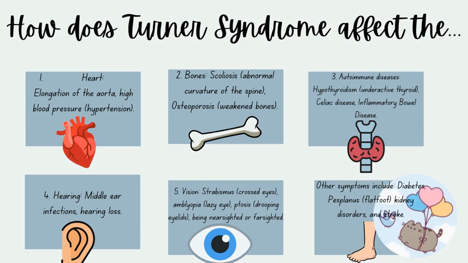Turner syndrome affects the body in many ways. It affects the heart by causing many heart problems like elongating the aorta or having high blood pressure. It causes abnormal curvature or weakened bones. It can cause various autoimmune diseases. It can cause problems with hearing. It can cause problems with the eyes. And it can also cause other disorders like flat foot.